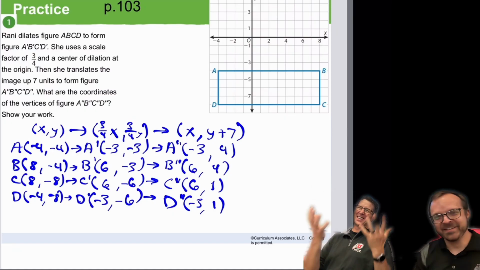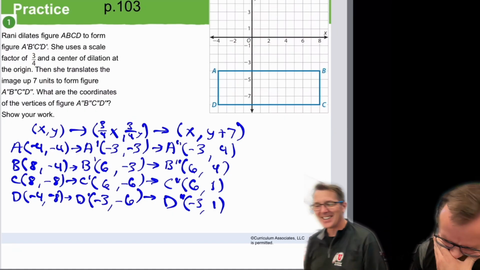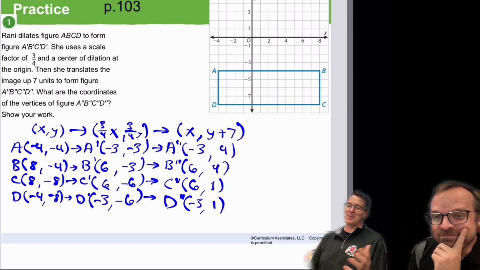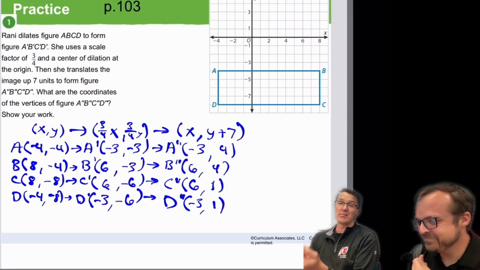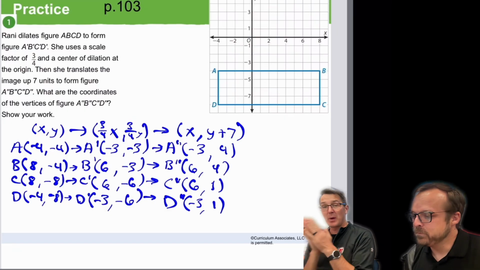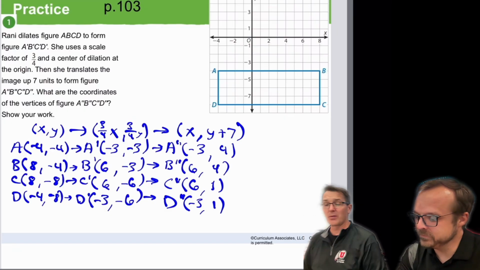6, 7, 6, 7. All right, so now we have both cases. We could actually draw that shape if we wanted to on there. You can too. But we have the right answer. Moving on to 12.